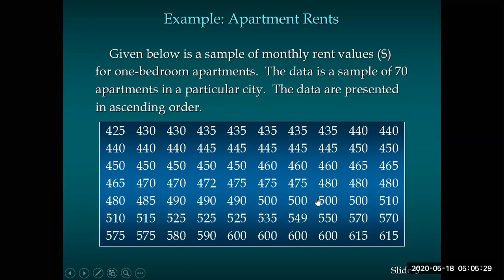As you can see, these are numbers, and this is about rental value. So the data is on a ratio scale. These are dollars, and the data is already arranged. So 70 observations are arranged. What we are going to do with this data is compute the mean, the median, the mode, and obviously identify some quartiles and percentiles from this data. The first one is going to be the mean.